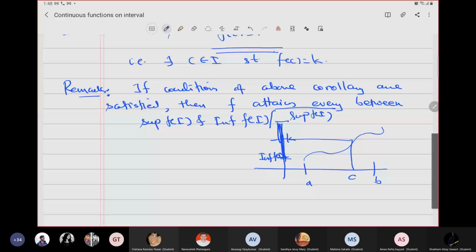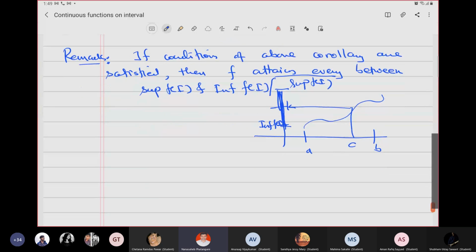So, can you characterize the range of the function? Right, we want to characterize the range of the function. Characterize in the sense: is the range of a function always an interval? Is the range of a function always an interval? What is an interval?